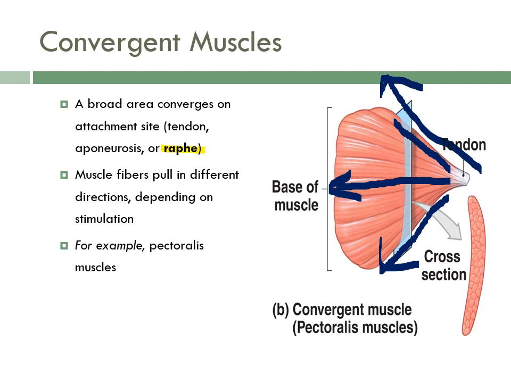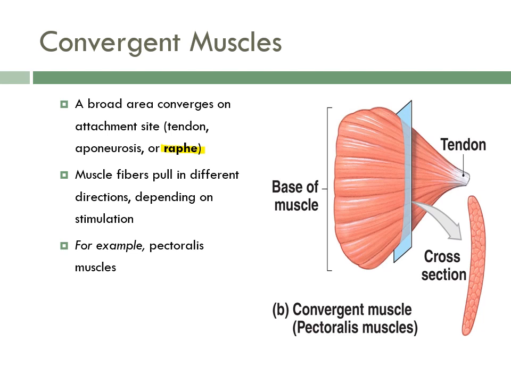The pectoralis muscle is an example of a convergent muscle. You have the upper part of your pecs, the middle part, and the lower part, and contraction of each individual part is going to affect your shoulder differently.